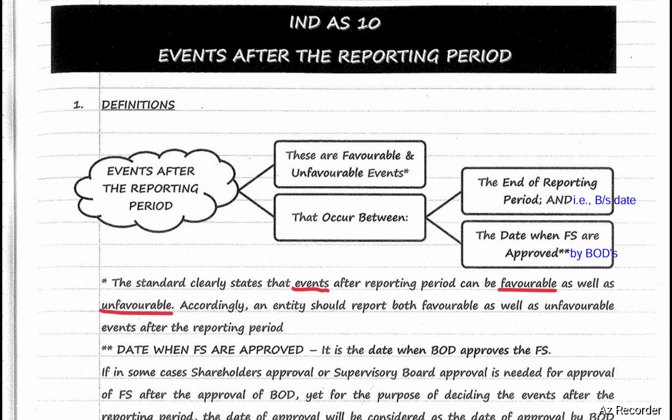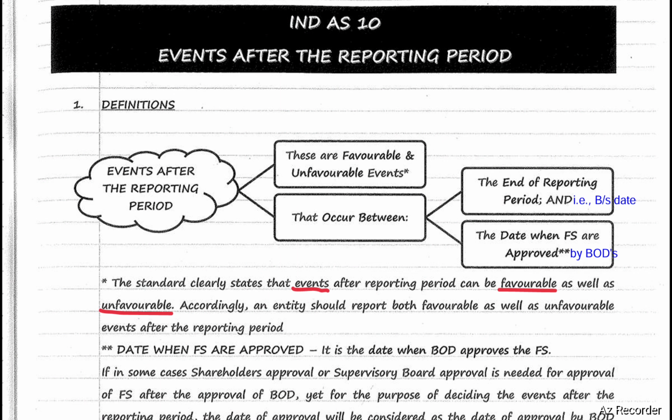Ind AS 10 Events after the reporting period. Definition of events after the reporting period. These are favorable and unfavorable events that occur between the end of reporting period, that is balance sheet date, and the date when financial statements are approved by board of directors or some specific authority. Here, events can be favorable and unfavorable. Accordingly, an entity should report both favorable as well as unfavorable events after the reporting period.